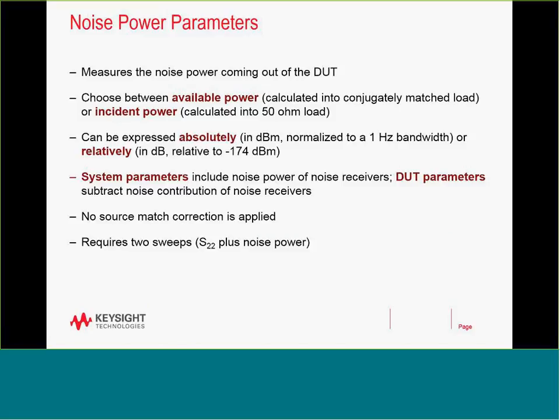People are asking also about, hey, what about noise power parameters? There are a whole bunch of different noise power parameters available in the analyzer. We can measure and display the available power, the incident power to the device, all relative to 50 ohm. We can express it in absolute terms or in relative terms, and also give you the system parameters. So the effective noise power at the input, at the output, and all of your S parameters, all available at the same time.